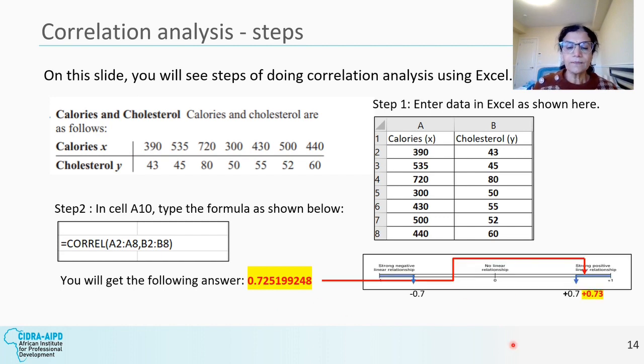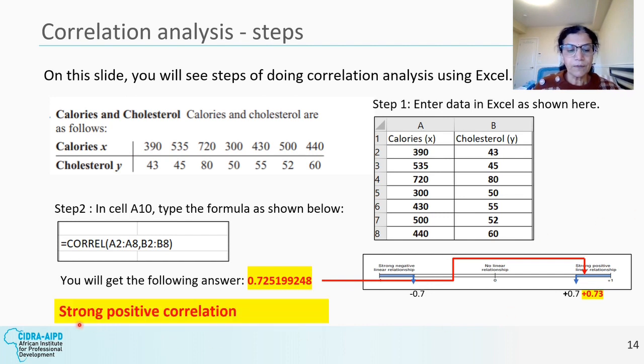Then comes the part of interpretation. It is above 0.7. It is positive. So our interpretation will be there is strong positive correlation. It means when calories increase, the cholesterol level also increases.